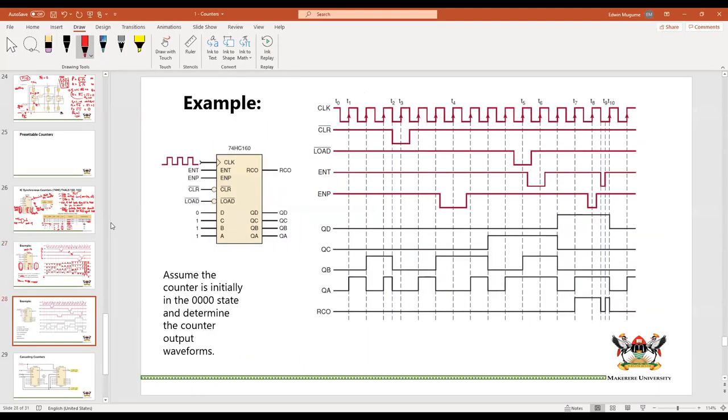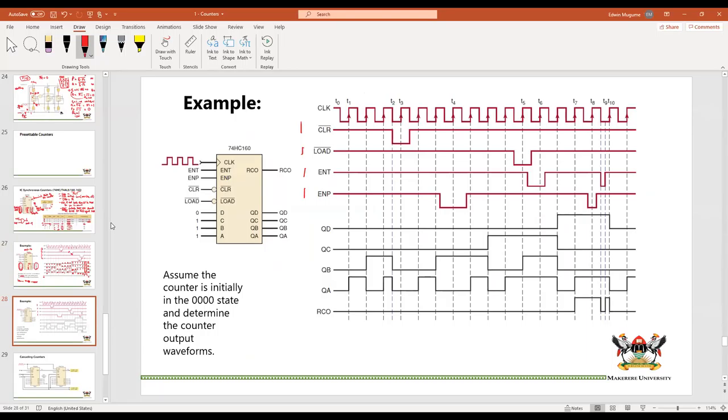Let's look at this one. Actually, this one works essentially the same way, but I will explain this one as well for those who didn't understand the last one. So we are looking once again for where the clear goes low and where the load goes low and where these ones go low, because these ones should always be high. If we want to count, these should be inactive and these should be active, meaning that they are high.